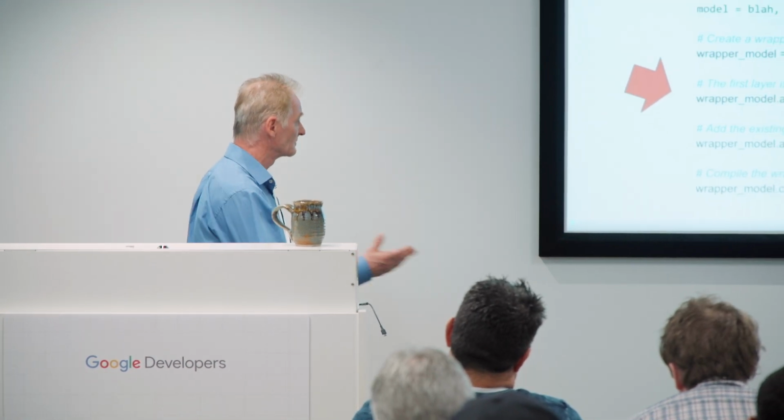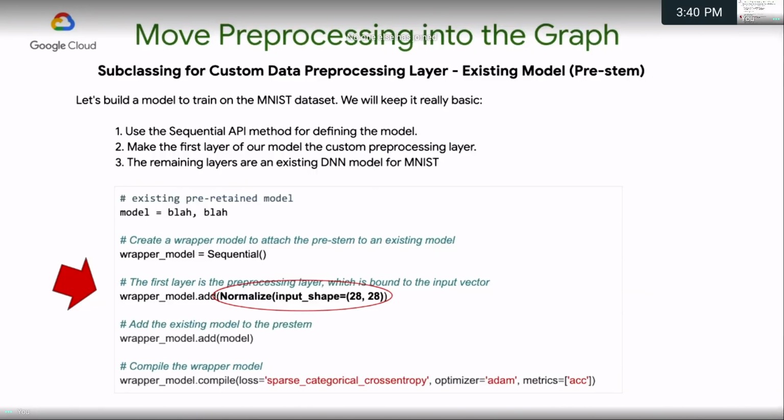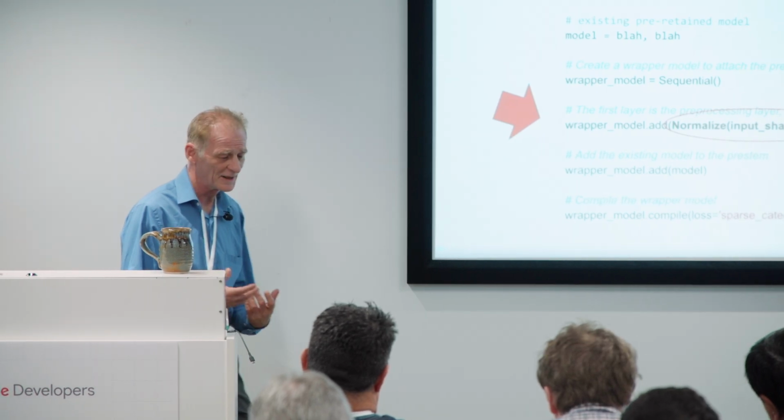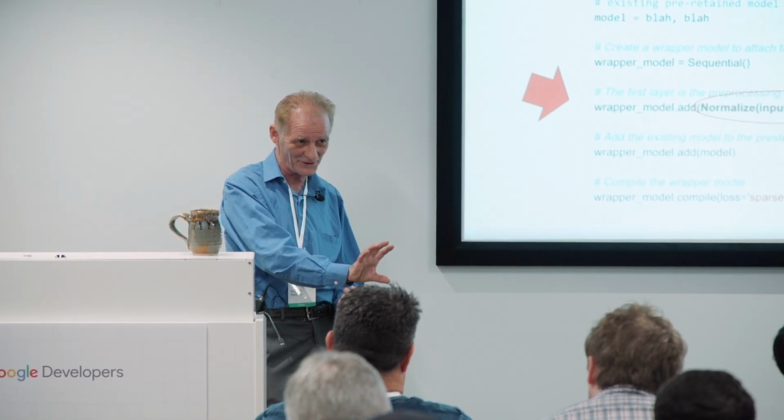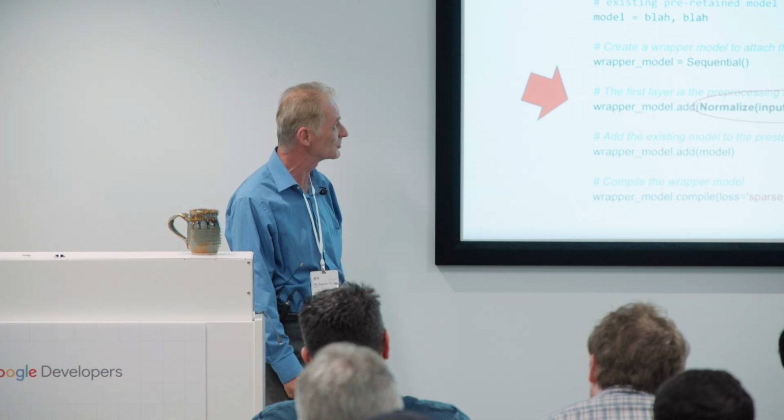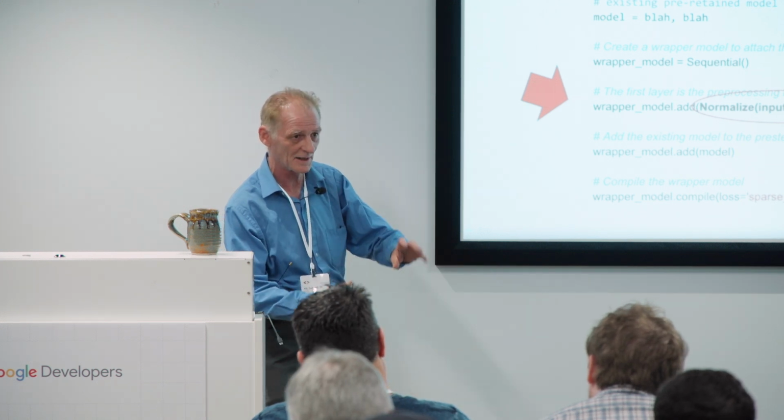You can do this, as I mentioned, with a pre-stem. Here's the simplest way to add a pre-stem. Think of it this way: if the output of your pre-stem matches exactly your input, you can use the sequential API to just attach them together.